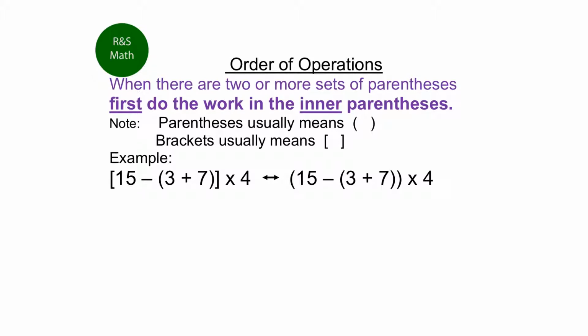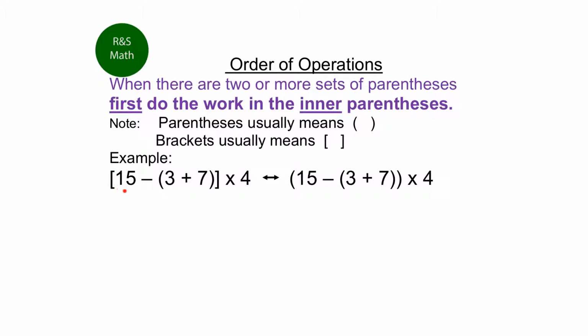Parentheses and brackets serve the same purpose. Each of them is a grouping symbol, meaning to do what's inside of them first. And we now know that we first do the work in the inner parentheses or inner brackets, whichever one of them is on the inside. Let's look at this example now.